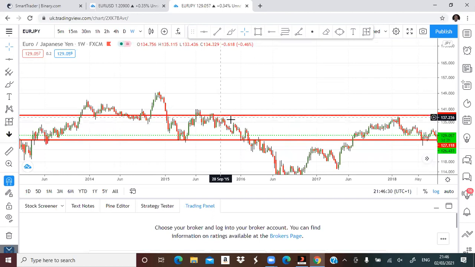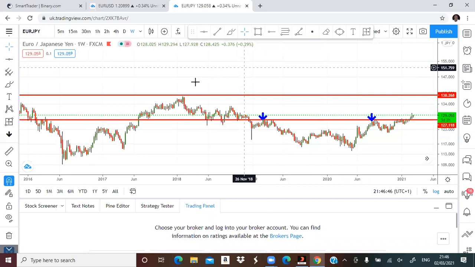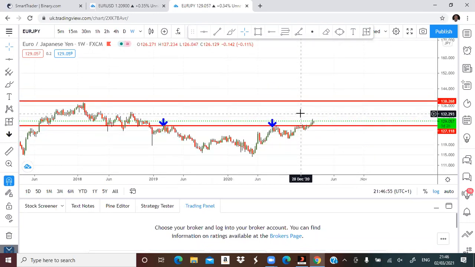Because whenever it touched here, it fell. Look at what happened. This is 17 August 2015. Price touched here and fell back massively. Now, look at this place again. Price got to this place again, February 5, 2018. It fell back.